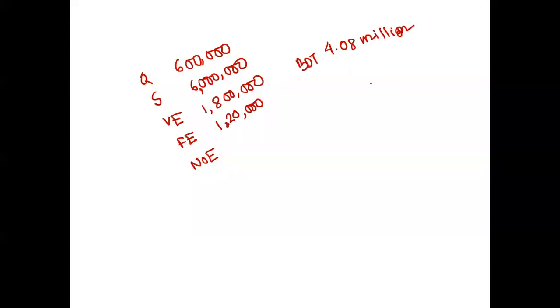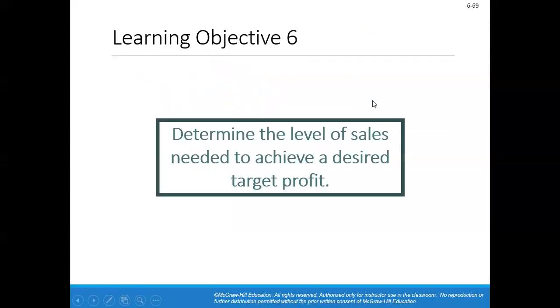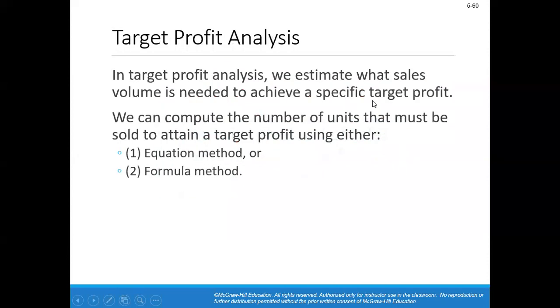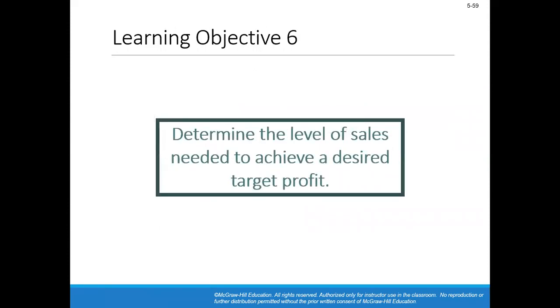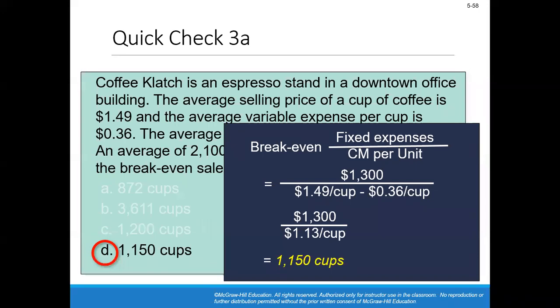So if we divide this by the number of months, how much will we get as monthly net operating profit? 4.08 divided by 12. 340,000. Remember, it is net operating profit. Can you imagine a salaried person earns a monthly salary of 340,000? Can you imagine what should be his position?